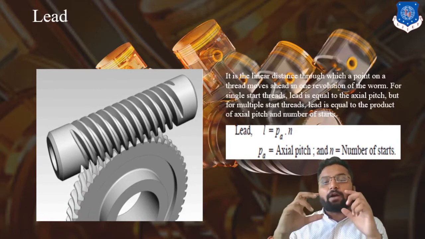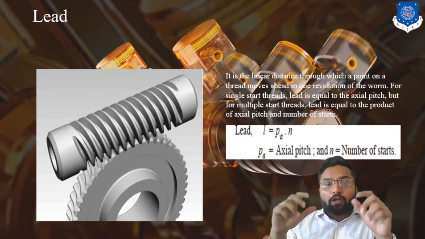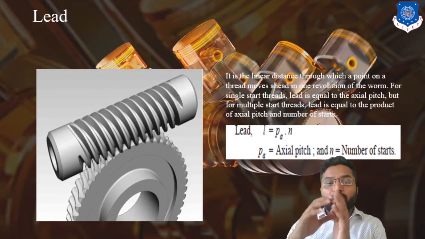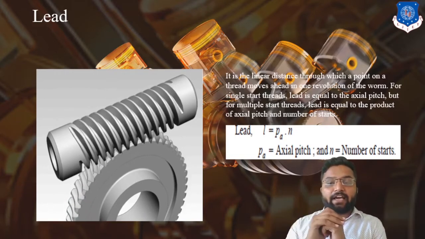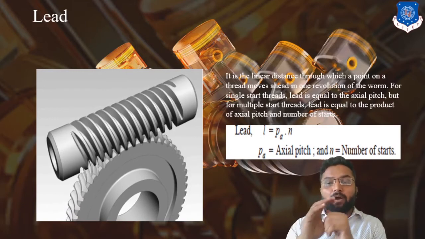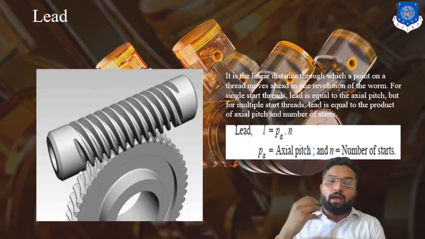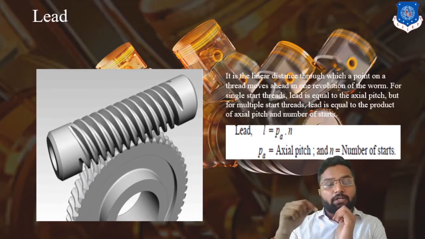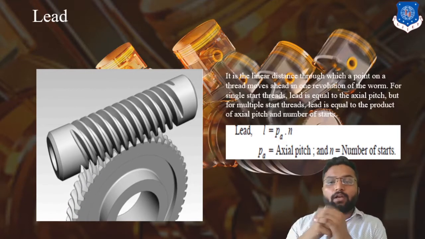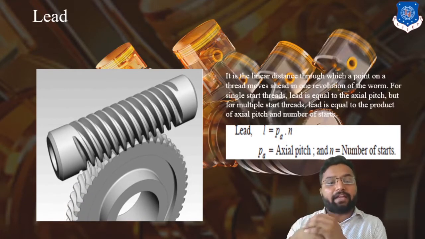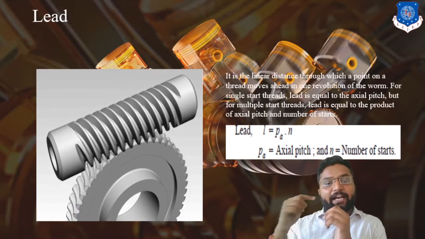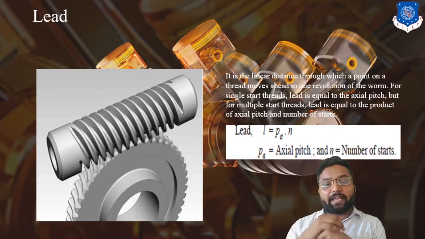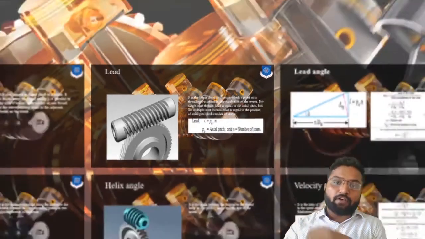This lead is nothing but the distance our worm covers when it revolves for one revolution. That is called lead. Clear? It is represented by the multiplication of axial pitch and the number of starts. What is the number of starts? If we have a single turn going through our worm, that is called one start. If the threads are multiple in number, that is called the number of starts. So lead is a multiplication of axial pitch and number of starts.